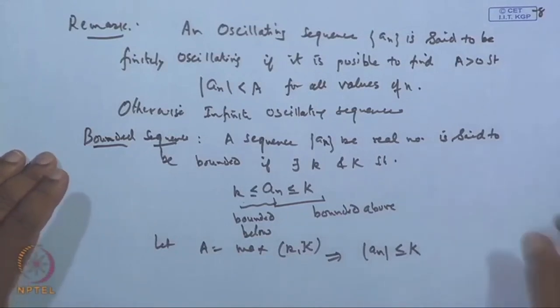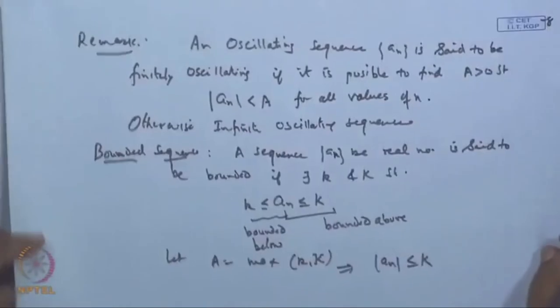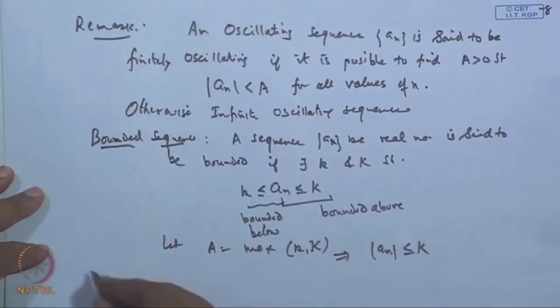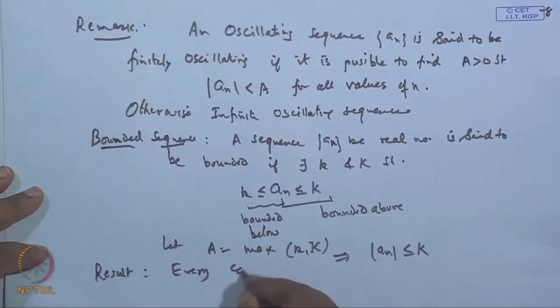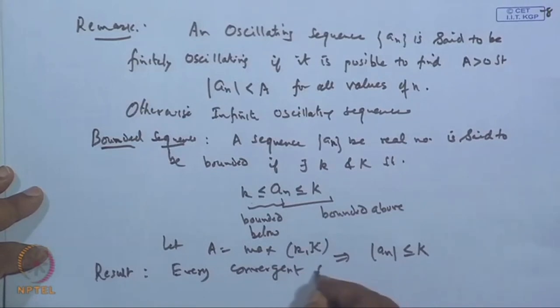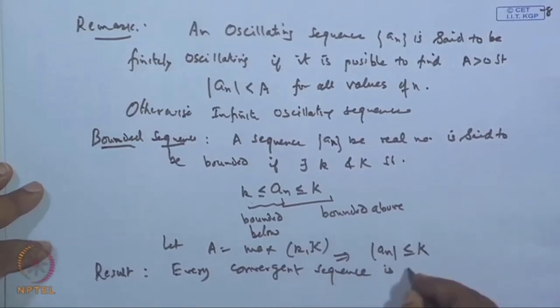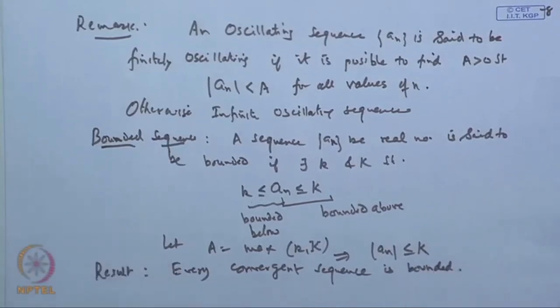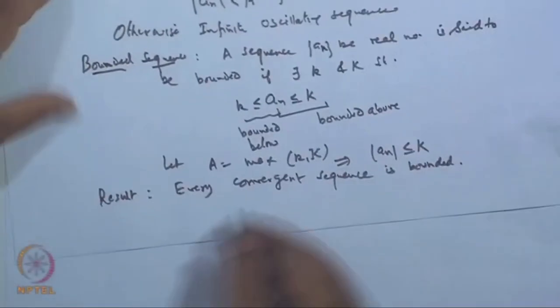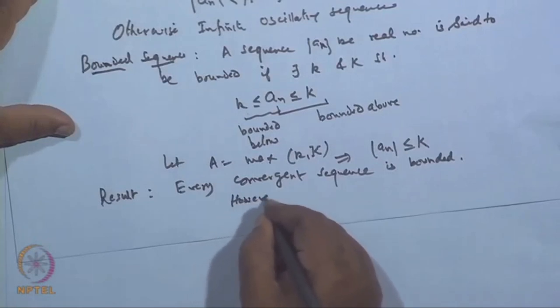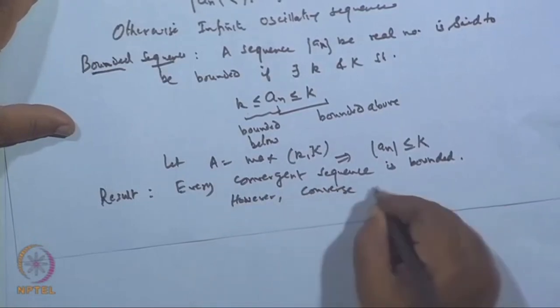And every convergent sequence is a bounded sequence, that we have seen. So the result is: every convergent sequence is a bounded sequence. I think this proof we have done. What about the converse? Can you say every bounded sequence is convergent? The answer is no. However, the converse need not be true.